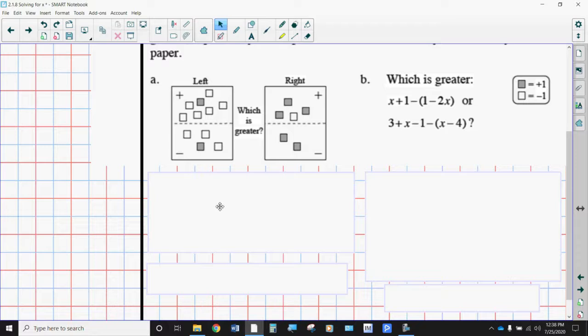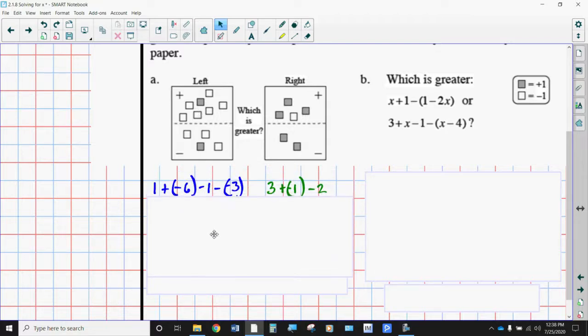symbolically, algebraically. So I would like for you to copy each one of these down, and after you copy down A, I want you to write the expressions that match each one of these tables. For instance, you put your 1 plus your -6, then -1 minus -3. And on the right side, you've got 3 plus 1, -1, 3 plus -1 minus your 2. And so take it from there and simplify using the legal moves until you determine which side is greater.